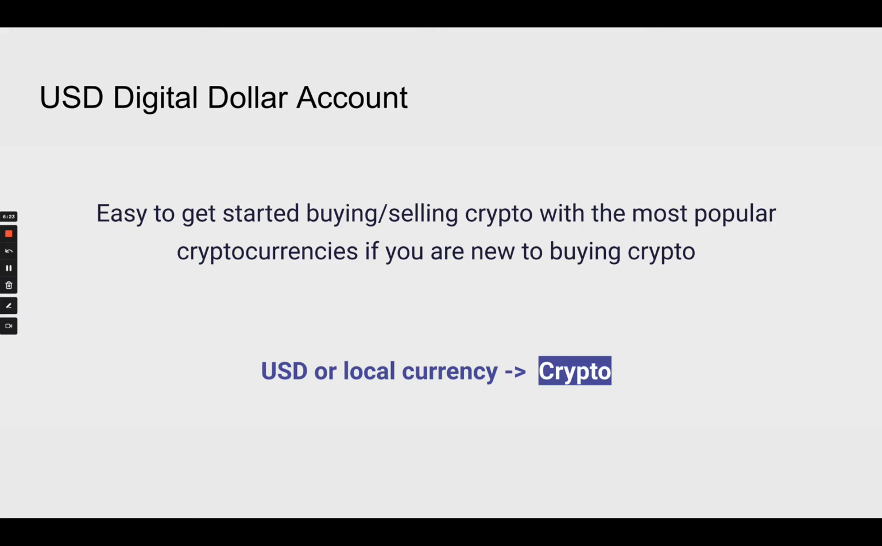The next advantage is that if you're new to crypto and want to get started buying or selling crypto, you can start with the most popular cryptocurrencies like Bitcoin and Ethereum using your card or Apple Pay. It is very easy to buy. The process takes a few seconds to a few minutes, and you can go ahead and use US dollars or your local currency.